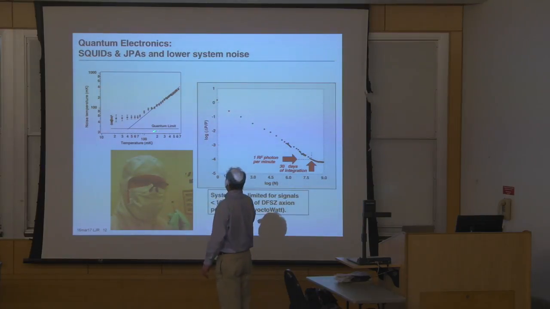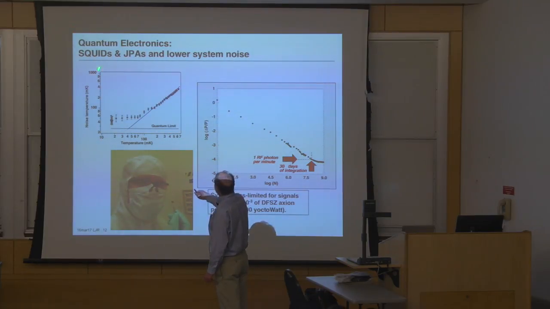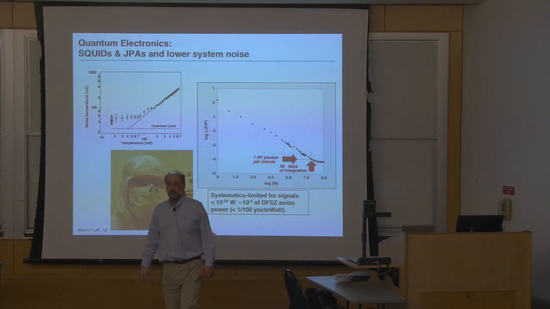This is typical quantum electronics. This is the physical temperature of the electronics. This is its noise temperature. Here's the quantum limit, and you can see we're pretty cold.